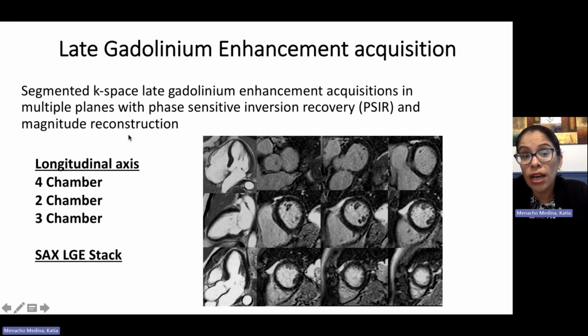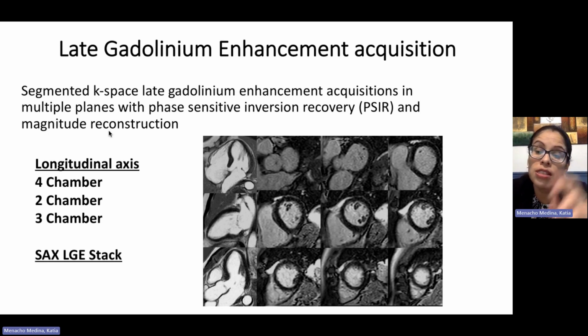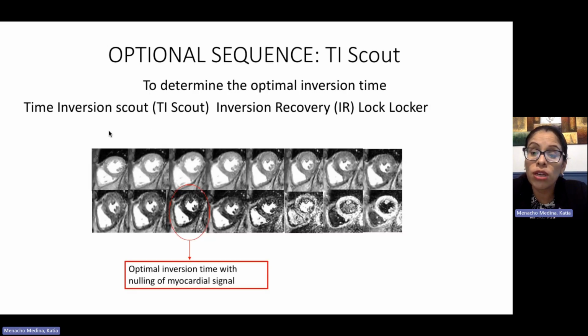Late gadolinium enhancement is usually done by a segmented K-space acquisition. We have to do that in multiple planes, using the phase-sensitive inversion recovery sequence and also the magnitude reconstruction. It has different names for each brand of scanner, whether it's Philips, GE, or Siemens. The usual sequences that we include are the same as the cine sequences that we start with, the longitudinal axis with 4, 3, 2 chamber, and the short axis.